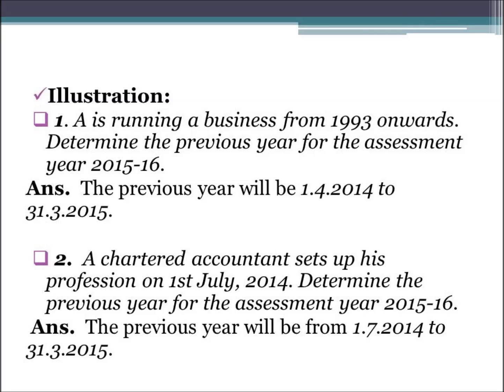So in this question, the first line is not relevant for the answer, because the question is asking for the previous year for the assessment year 2015-16. It does not matter when A started running the business. We just have to know what the previous year will be for the assessment year 2015-16. The assessment year is the year following the previous year, and the previous year is the year just before the assessment year.